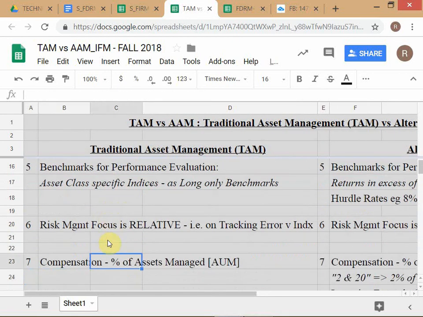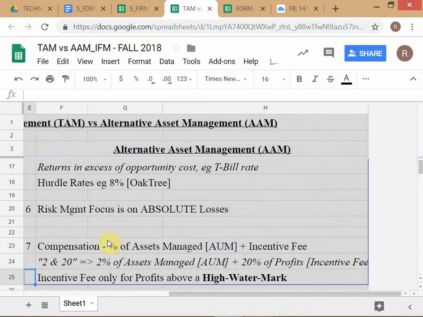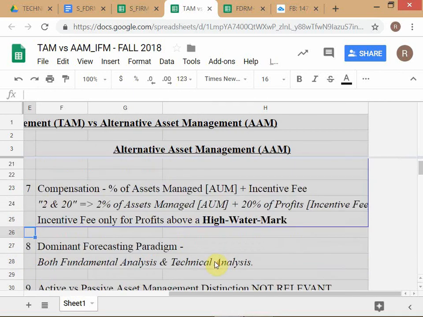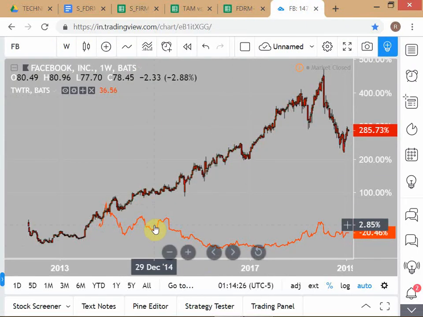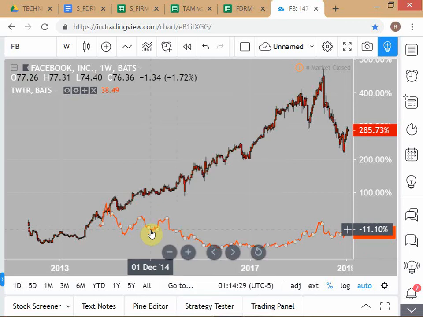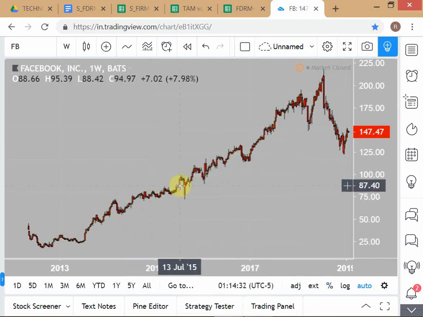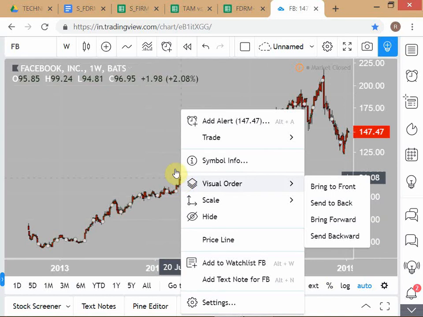Where is compensation? Here there's no incentive fee. And just one point to understand: the incentive fee is only paid for profits above a high water mark. Have you heard this term before? High water mark? Use your common sense. If you're sailing or involved in something to do with the sea. Sir, we can say high water mark can be termed as a benchmark. For example, if they have set a benchmark of 20%, and the profit is more than 20%, then only they will get this incentive. Yeah, but there is a difference between the high water mark and the benchmark. I'll come to that. What you're actually describing is a benchmark.